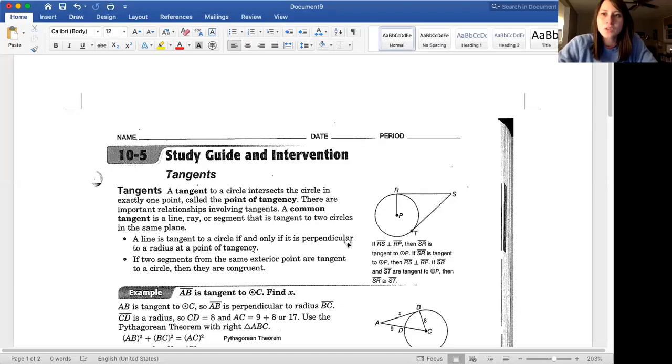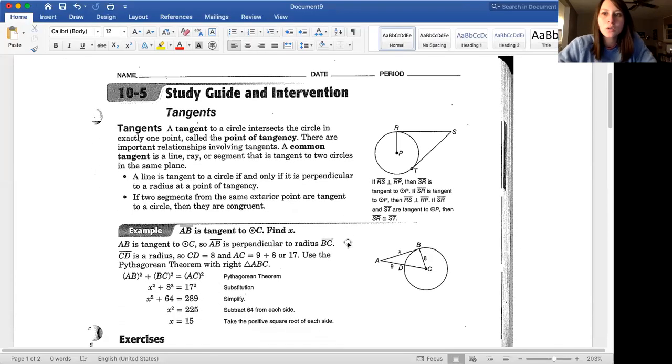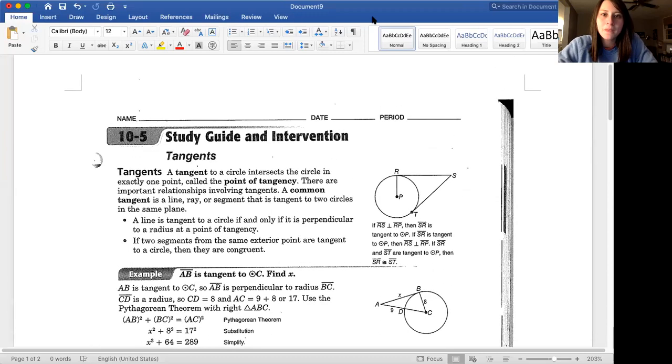Hi guys, this is the video for chapter 10, lesson 5. So in this lesson, we are going to take a look at a special segment. And basically, this segment is called a tangent.